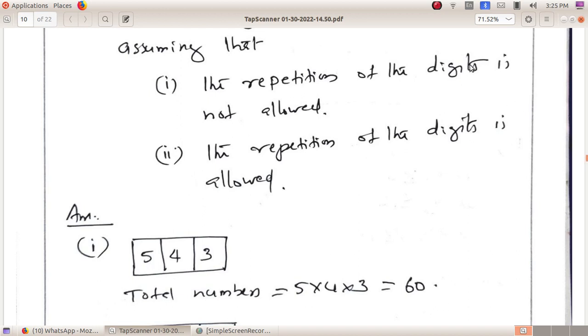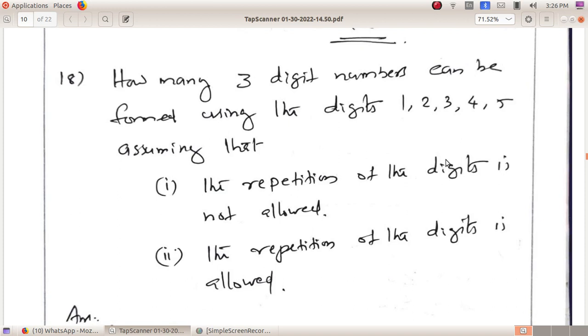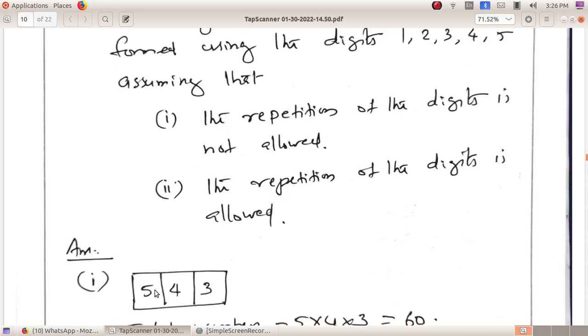Then if repetition is not allowed, which number is presented here cannot be considered here. Suppose we wrote 3 here, then 3 cannot be here. Then 1, 2, 4, 5, that is 4 numbers here. So 2 numbers are used. Suppose 1 is used here and 3 is used here, so 1 and 3 can be removed. Then 2, 4, 5 are left, that's 3. That's 5, 4, 3.